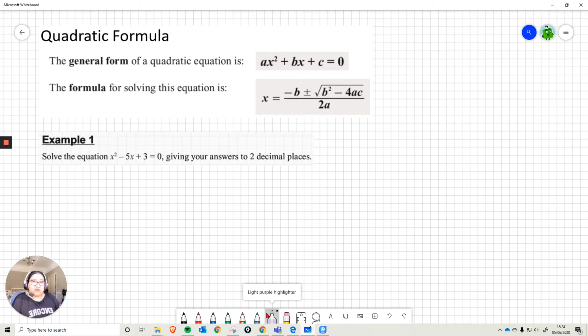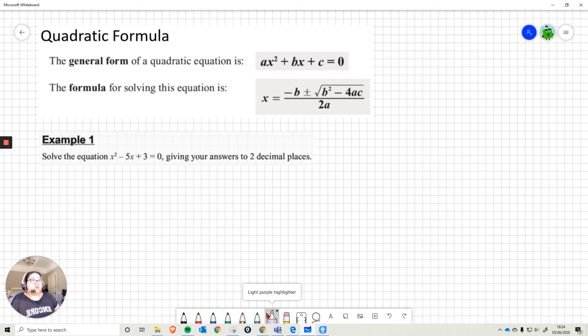Hi everyone. Today I'm going to go through solving quadratic equations by using the quadratic formula. Last week we did solving quadratics by factorizing, which is one of the three methods to solving quadratic equations. And this week we're going to look at the second method using the quadratic formula.